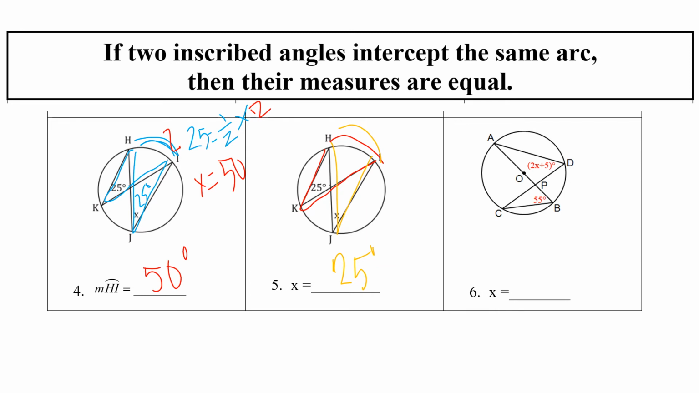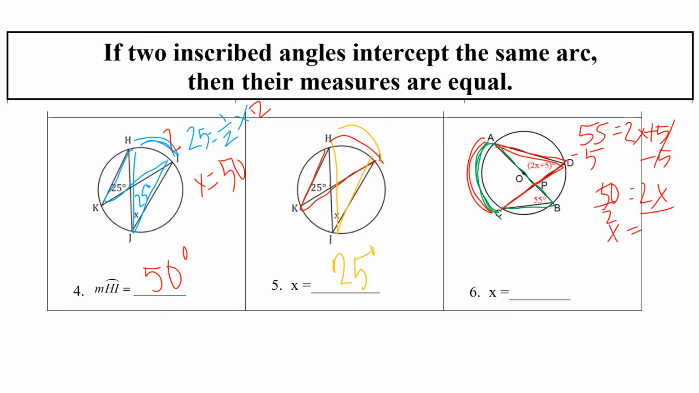Okay. And then this one, we have angle ABC is 55 degrees, and it's intercepting arc AC. I also have ADC, and it's intercepting arc AC. So that means that these two angles are equal to each other. So we can easily find x by solving an equation. So we have 50 equals 2x, so x would equal 25.